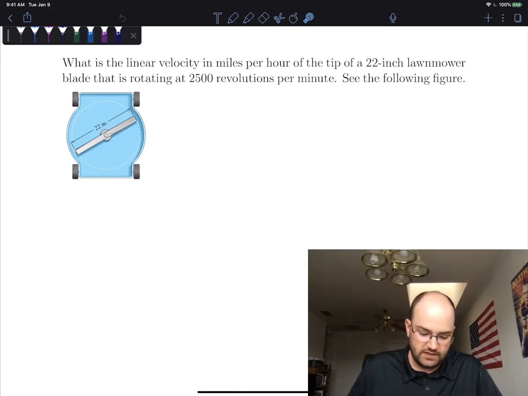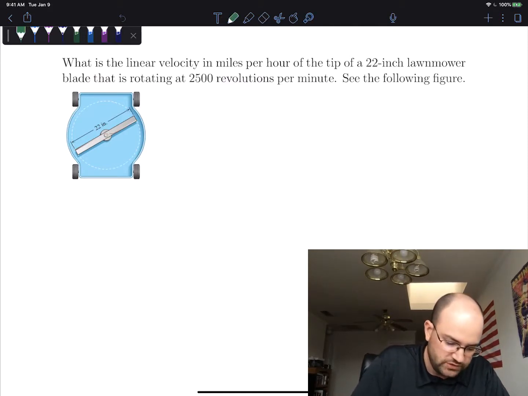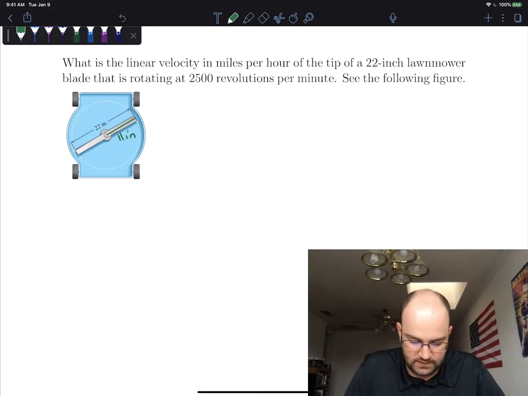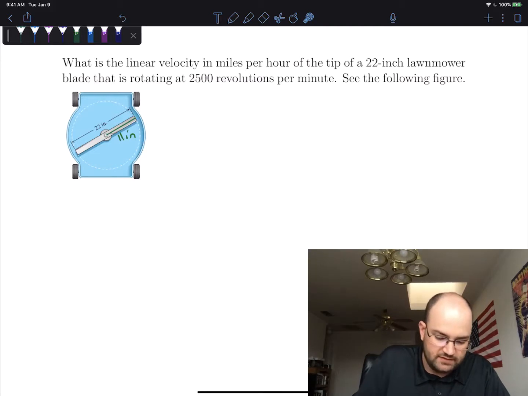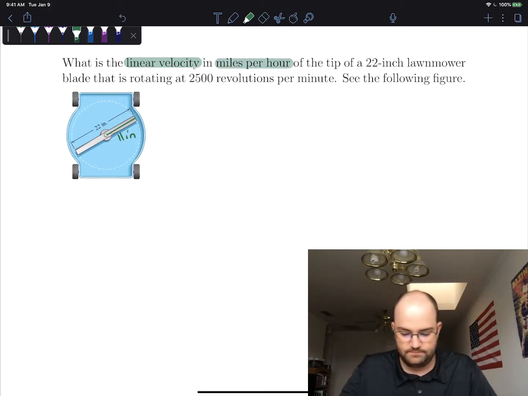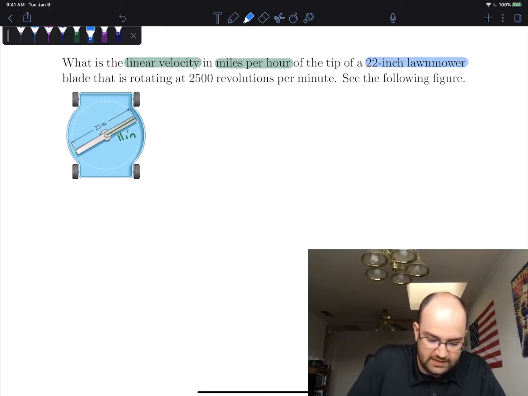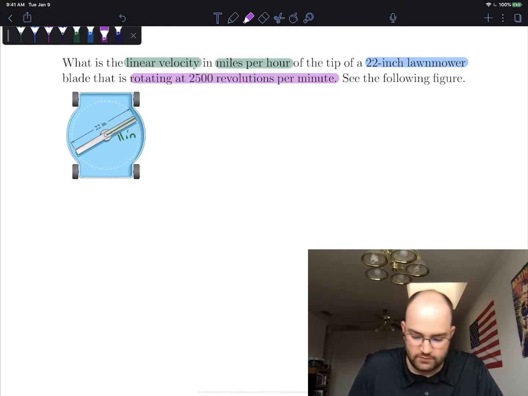So we've got a 22-inch lawnmower blade. And as a result, since it's a 22-inch lawnmower blade, from the center to the edge, that's actually just 11 inches. Now, what we want to do is find the linear velocity in miles per hour. We're told that the tip of a 22-inch lawnmower blade is rotating at 2,500 revolutions per minute.